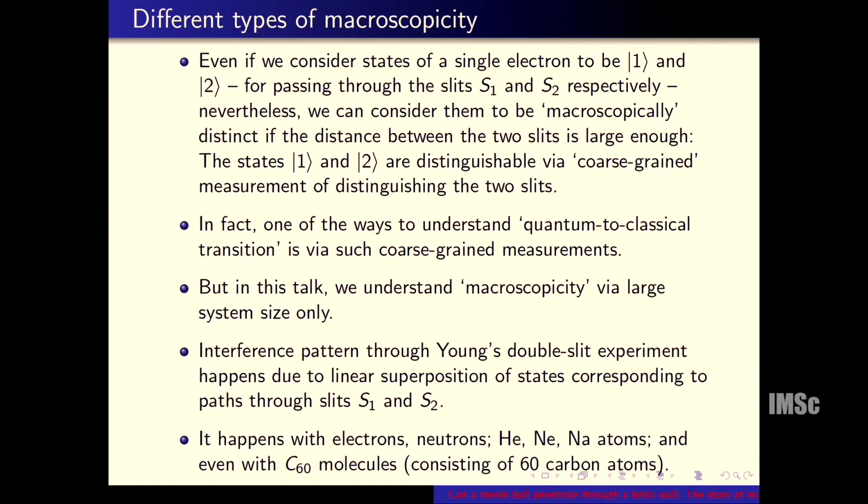So this interference pattern, as I said, is due to this superposition. In fact, Young's double slit experiment, when it was initially thought of in 1801 or so, was not an experiment but a theoretical thing, and then it took ages to actually verify it experimentally. People have seen Young's double slit experiment with electrons, neutrons, helium atoms, neon atoms, sodium atoms, etc. And not only that, they have seen it for the C60 molecule, which consists of 60 carbon atoms. So as big as C60, you can see the interference there.